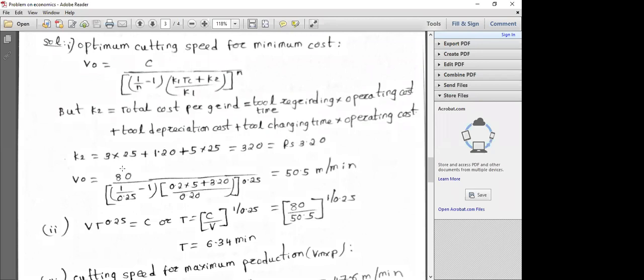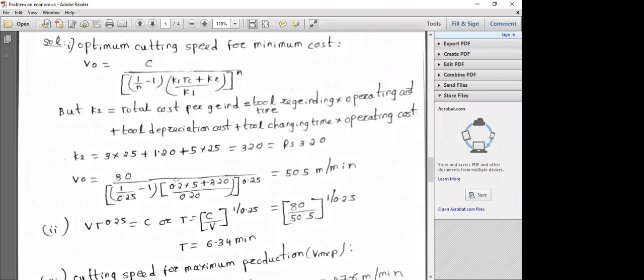This is the total tool regrinding time, and this is the tool depreciation cost, and the tool changing time is given as 5 minutes. You just try to see where it is given in the data, and the operating cost is given as 25 paise per minute. So you'll get K2. You substitute the value of K2, that is 3 rupees 20 paise, in the first equation, the equation for V naught.